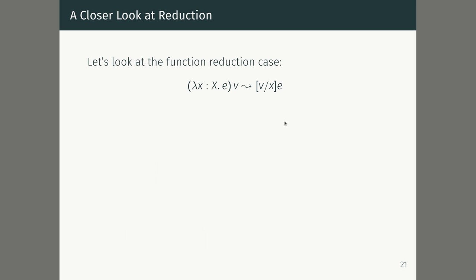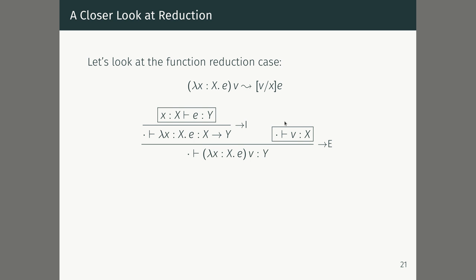So here's the function reduction case where we have lambda x dot e applied to v, and that steps to v substituted for x in e. Let's take a look at the typing derivation here. So we have at the bottom lambda x colon X dot e applied to v has the type Y. And why does it have that type? Well, because this is an application, and the application rule tells us that the thing in the function position has the type X arrow Y. And because we wrote a lambda, that means we had to use the implication introduction rule. And so that means that we're going to have a term e of type Y in a context where little x has the type big X.